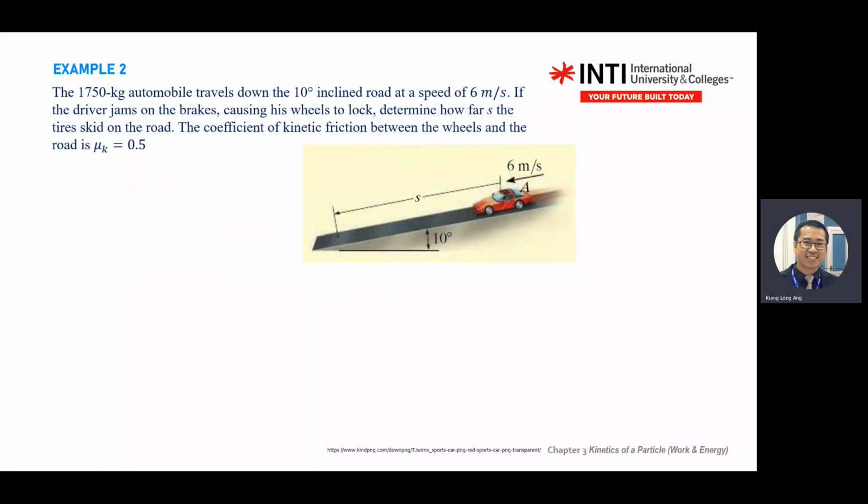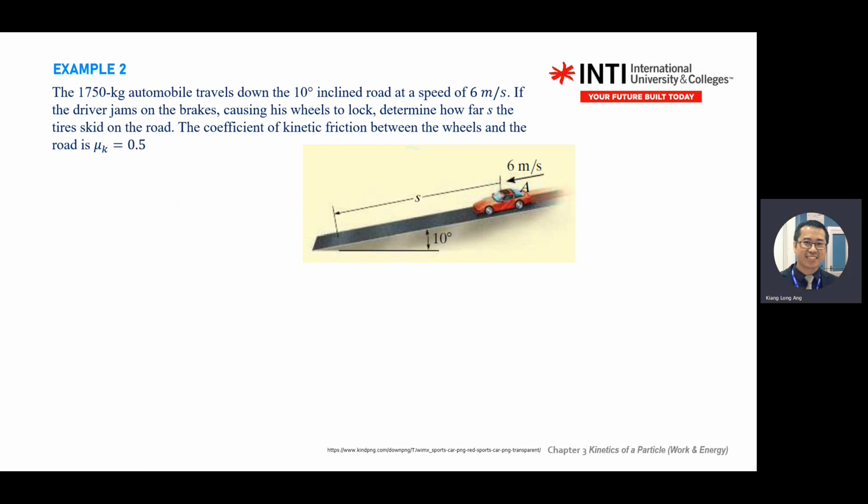Okay, let's apply what we learned. You have a car sliding down a 10 degree incline, and you're given the mass. You start seeing mass in the following questions. The car slides down the incline at a speed of 6 meters per second. If the driver jams the brakes, meaning you press the brake, forcing the wheels to lock, the car will slide down. Determine the distance traveled as the tires skid on the road. The coefficient of friction was given. So how do you solve? By using the principle of work and energy.